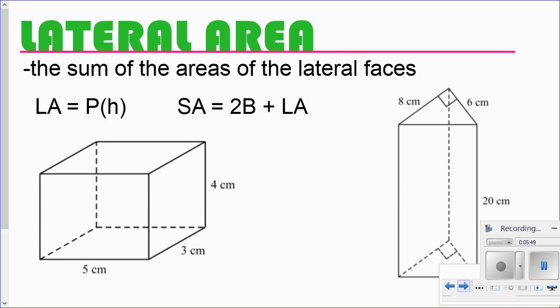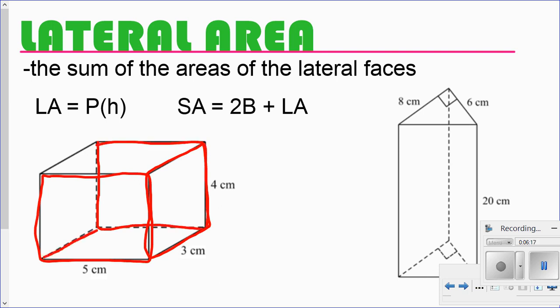So let's take a look at that. Lateral area, first of all, what is it? It's the sum of the areas of the lateral faces. Remember when we found this area, we did it by just multiplying 4 times 3. And we found this area by multiplying 5 times 4. And then same thing for the back, 5 times 4. And then same thing for the left-hand side, 4 times 3.